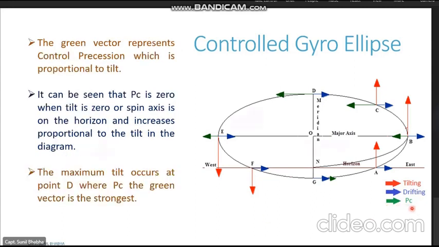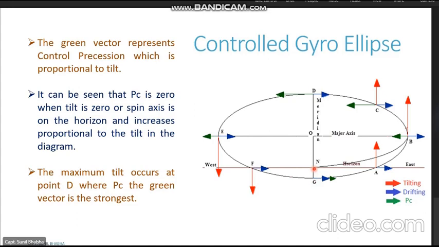The green color vector in the diagram. Now we know that this green vector, which is the control precession, is proportional to tilt. One is that it is proportional to tilt. Second is when the tilt is upwards, the control precession acts westwards. And when the tilt is down, the control precession acts eastwards. Now in this diagram, you see we have the horizon at this particular location. You can follow the laser pointer. This is the horizon. Whenever the spin axis is on the horizon, the tilt is 0. Whenever the spin axis is above the horizon, we have an upward tilt. And whenever the spin axis is below the horizon, we have a downward tilt.